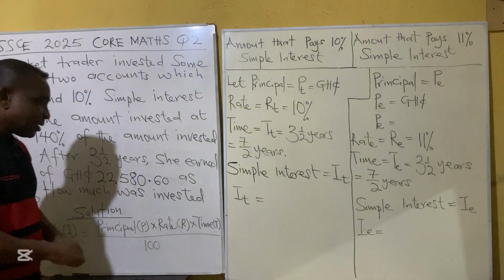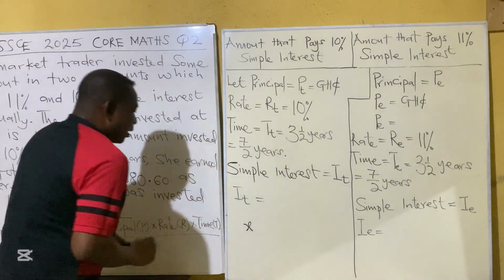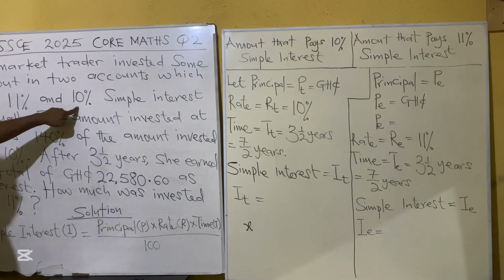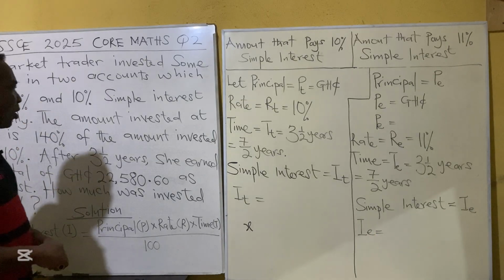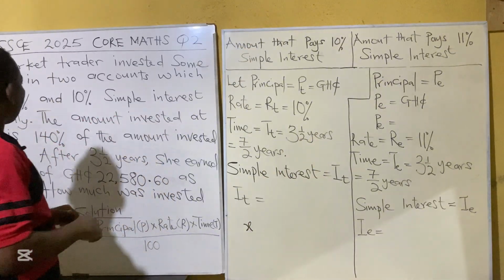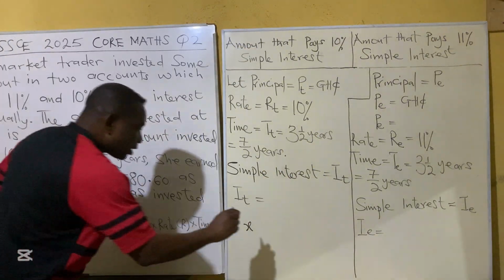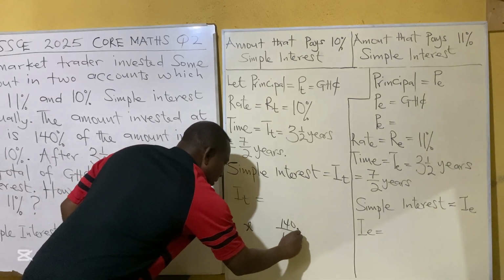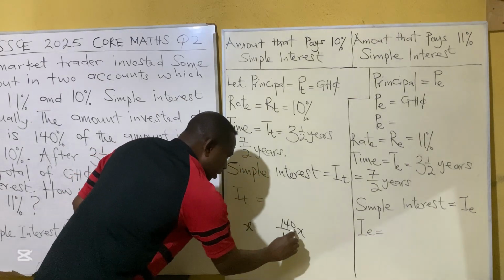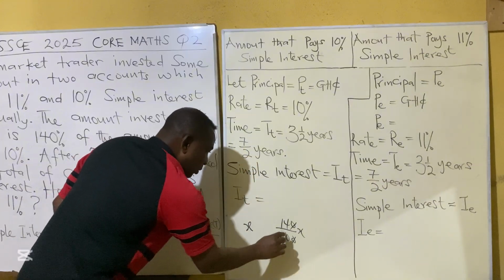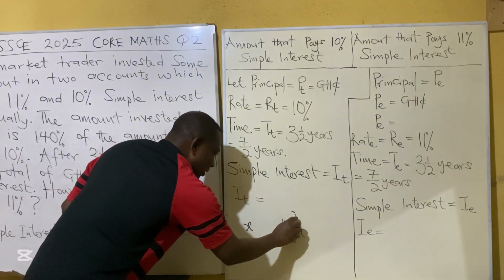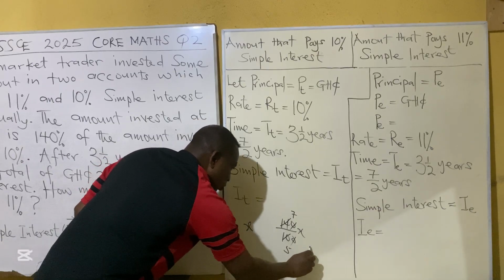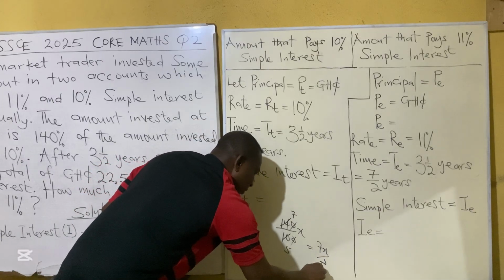So we say let x be the principal for the rate of 10%. Therefore, the principal for the rate of 11% is going to be 140 over 100 times x. So eventually, 0 cancels 0, 2 goes into 14, 7, 2 goes into 10, 5. So it's going to be 7x over 5.